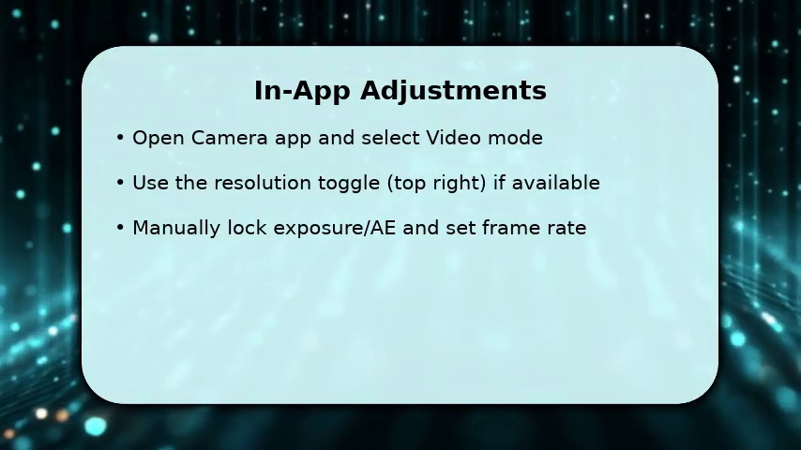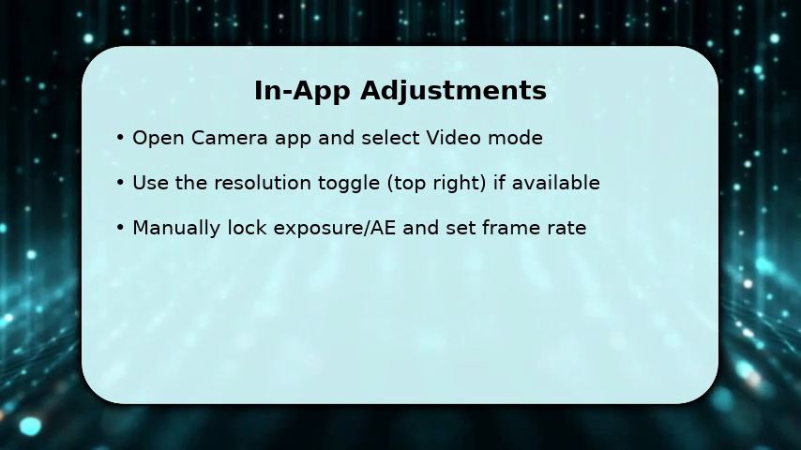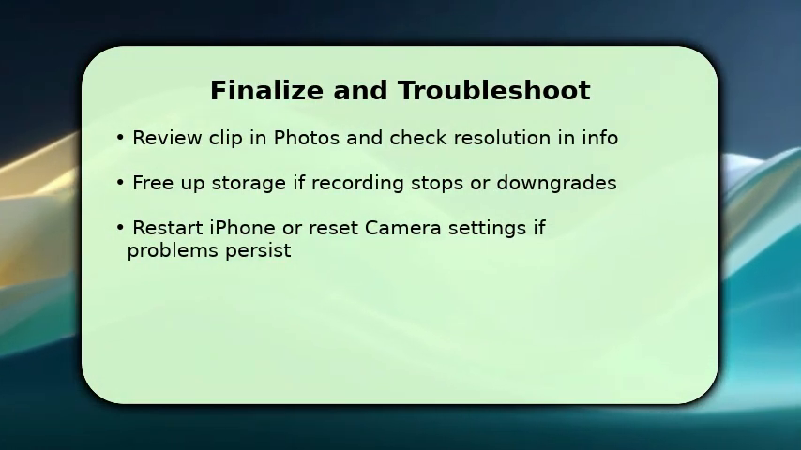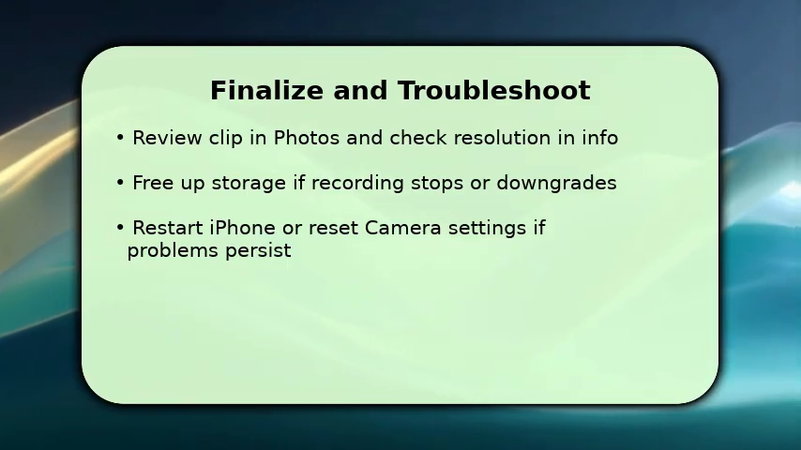For a cinematic look, pick 24 FPS. Test record a short clip to verify settings. Finish by recording a 10-20-second test clip and review it in Photos. Swipe up or tap the info icon to confirm resolution and frame rate.